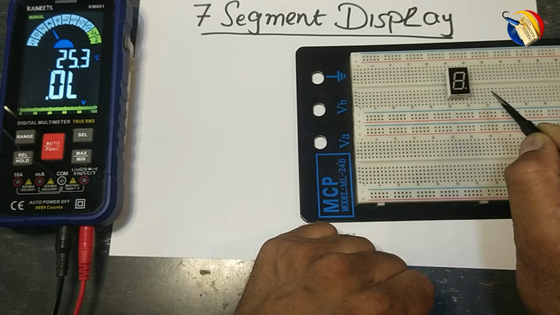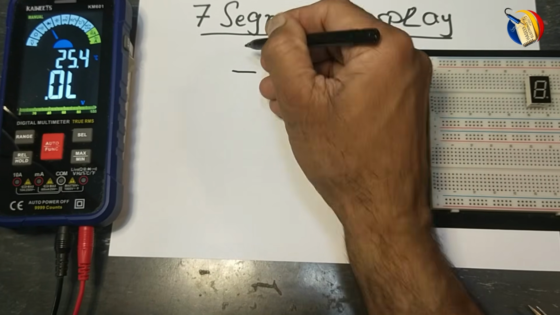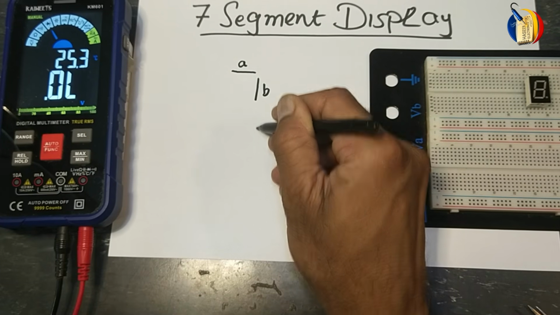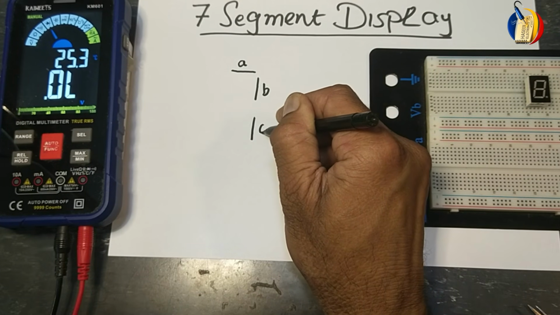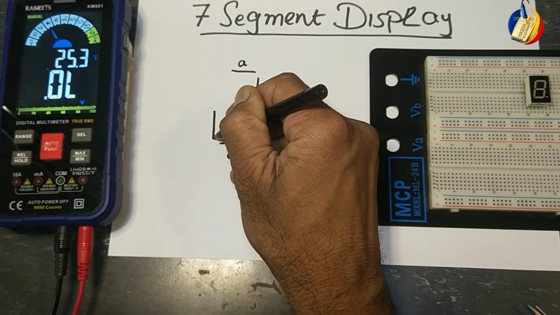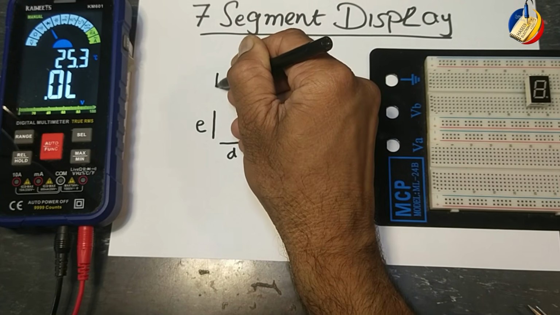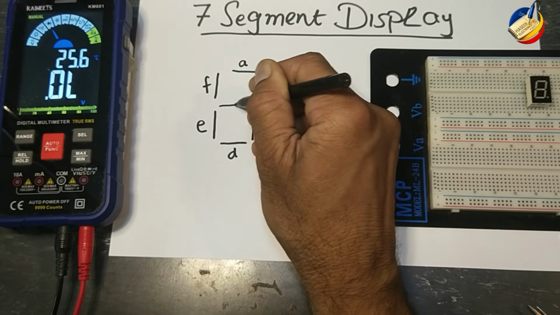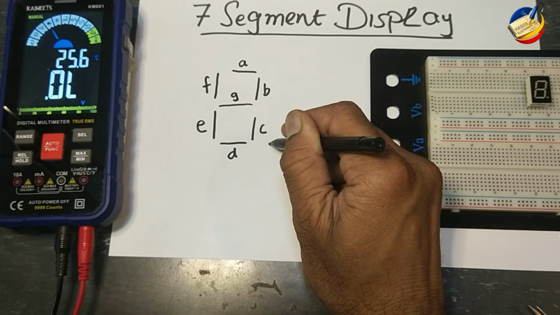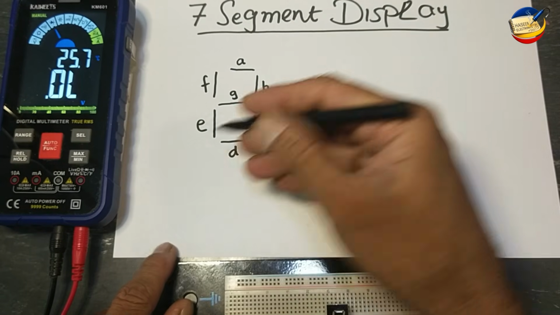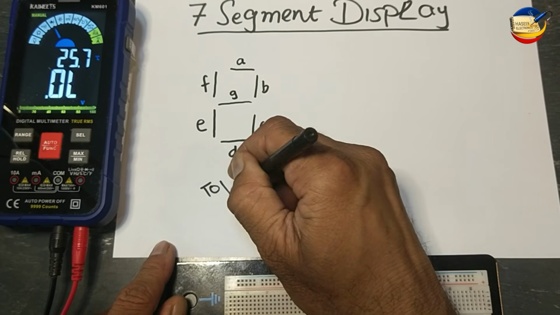7 LED segments. The top segment is called A, B, C, D, E, F, and the center segment is G. Here is decimal point DP, and we will write here top view.